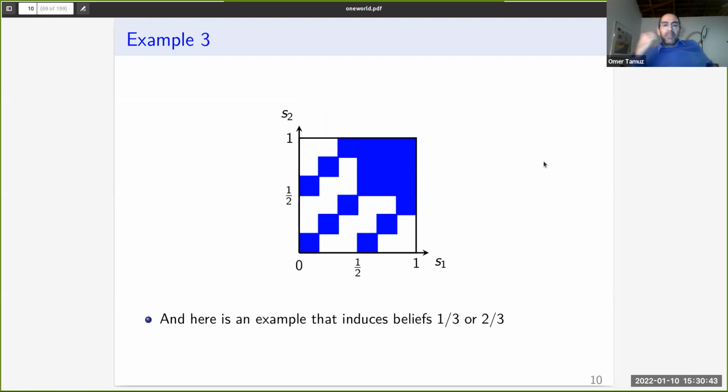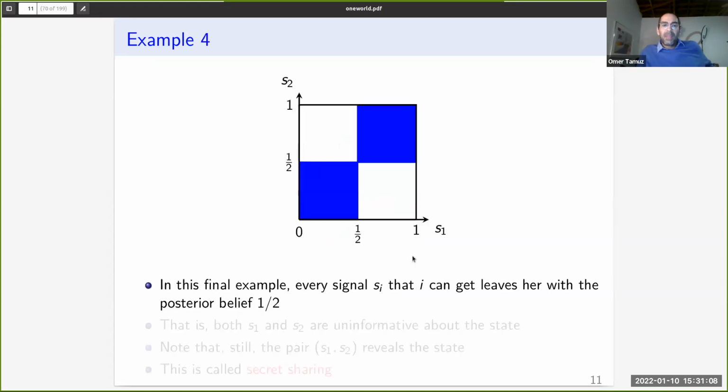Okay, so here's an example of how you can get beliefs 1/3, 2/3. So this is still a binary signal. If you take a look over here, from 0 to 1/2, the belief is 1/3, and from 1/2 to 1, the belief is 2/3. Okay. What about this one?